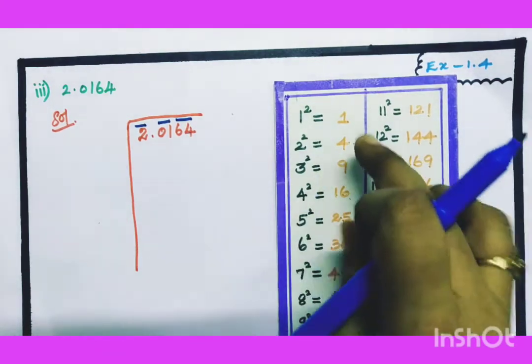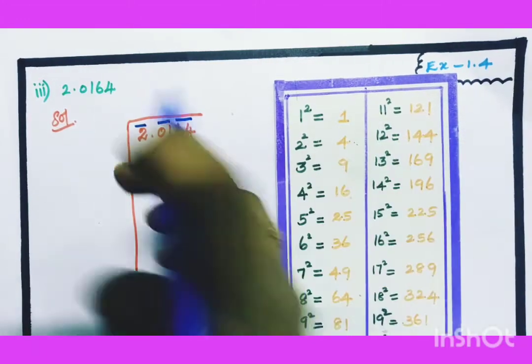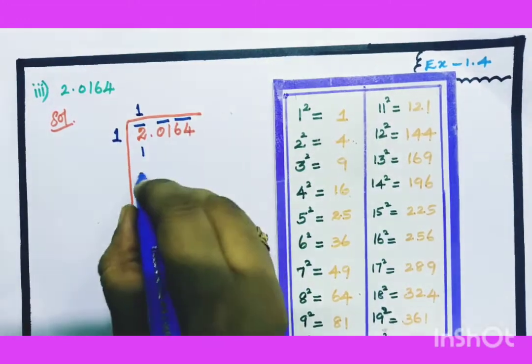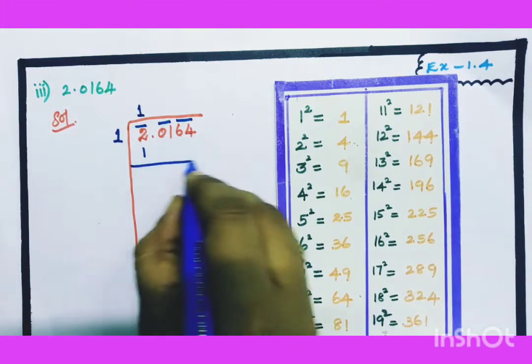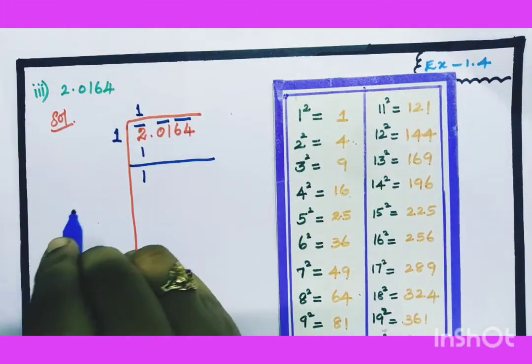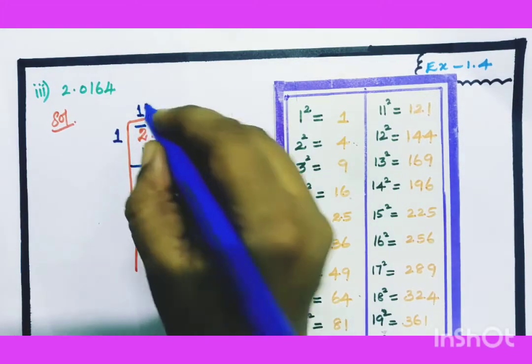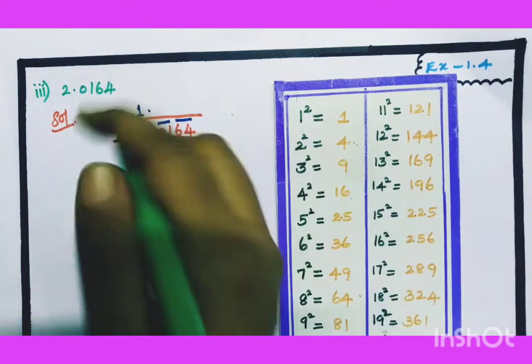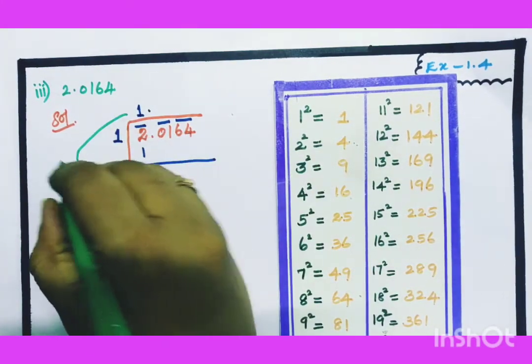So see here, 2 is not a perfect square number, so I will take 1 into 1 is 1, 2 minus 1 is 1. Okay, next this point will go up. The integral part I completed.